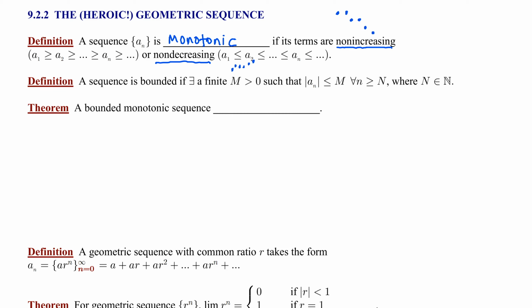The second helpful definition is as follows. A sequence is bounded if there exists a finite M greater than 0 such that the absolute value of a sub n is less than or equal to M for all little n greater than or equal to big N, where n is some element of the natural numbers. Oh my goodness, did you get all of that? How about a picture? A picture will certainly help us to understand all that's going on in this definition.